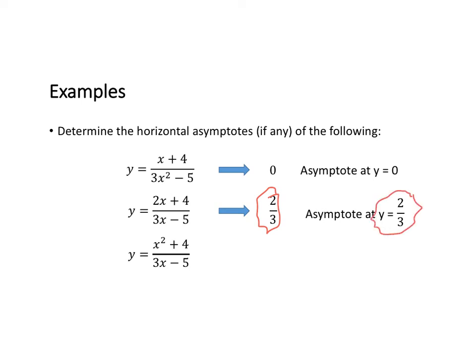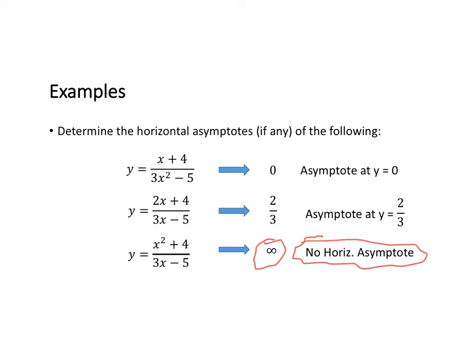All right, if we look at the last example, again, we can ignore the plus 4 and the minus 5, and the x squared in the top becomes x. We cancel it with an x in the bottom, and let's see what we get. And that means it's going to approach positive infinity, all right? So therefore there is no horizontal asymptote for this example.